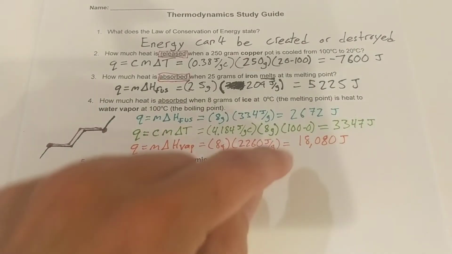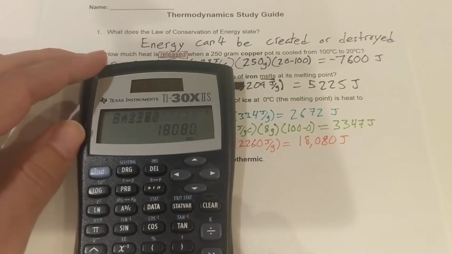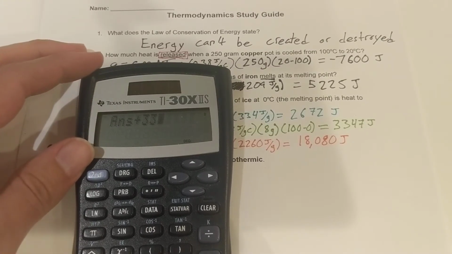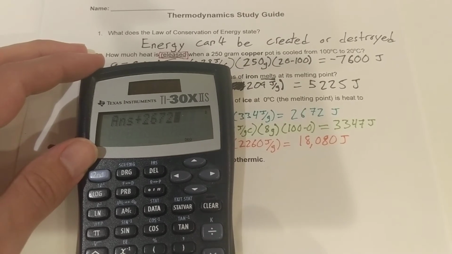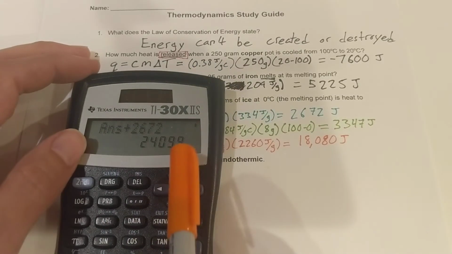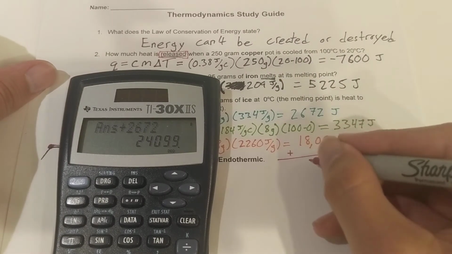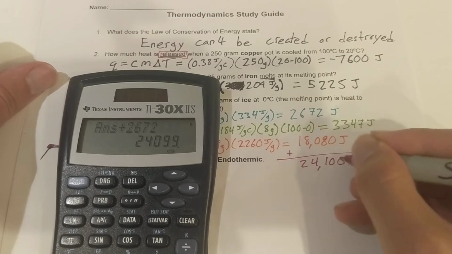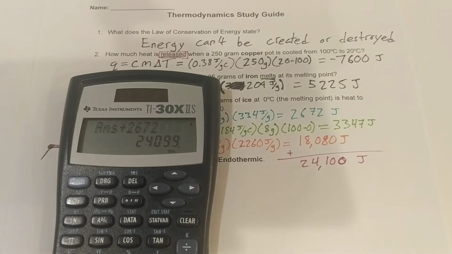Then what we got to do is add all those numbers up because that'll be our total energy. So we have 18,080 right here. So plus 3,347 plus 2,672. And we got about 24,099. You know, we might as well just round that up to 24,100. Don't worry too much about rounding. I won't be grading off for rounding or anything. But if you add all these together, total energy, right about 24,100. Or 24,099.